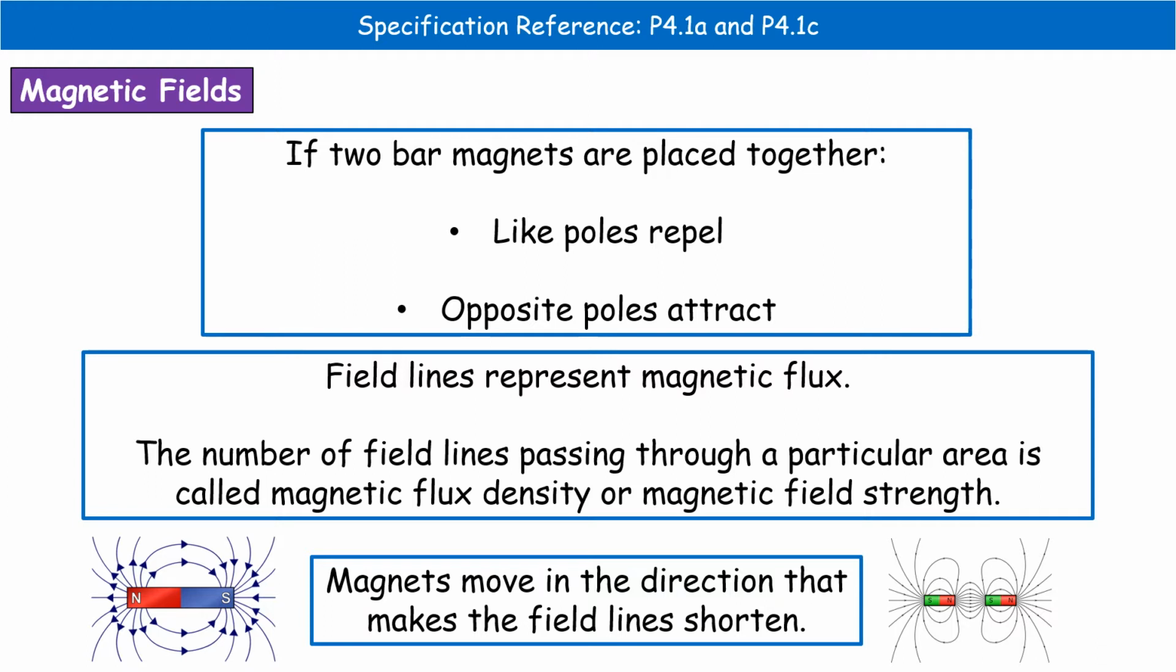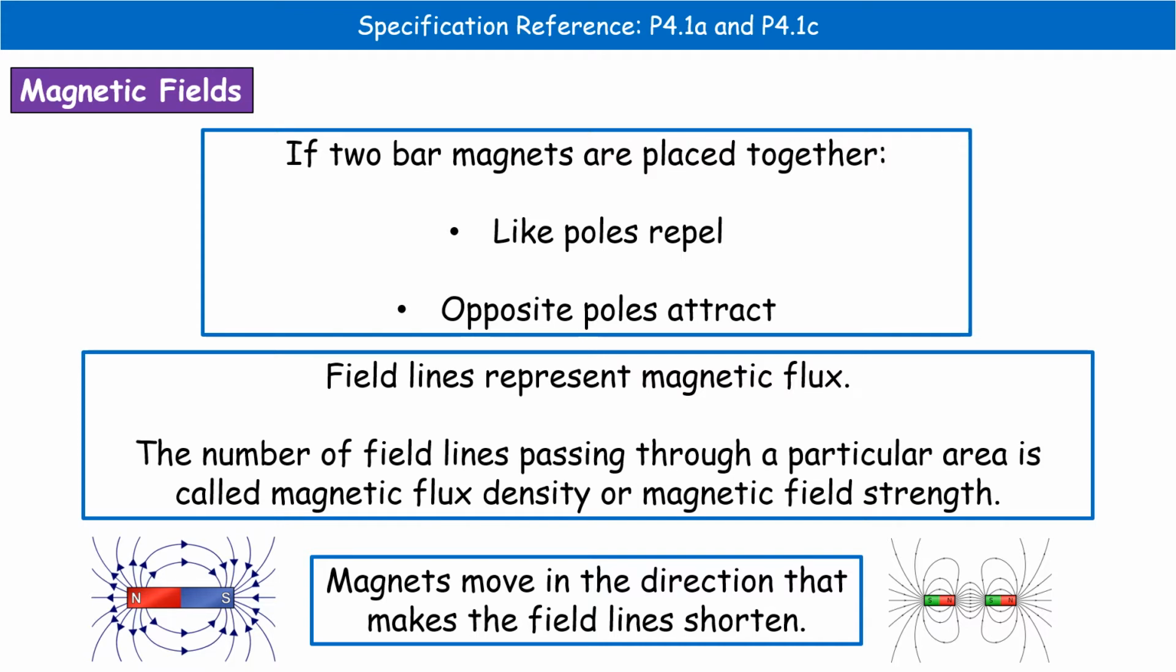Hopefully our first little section here, we remember all the way down from Key Stage 3 or even primary school, that if we've got two bar magnets and we place them together, if the poles are the same, so like poles, north, north, south, south, then they will repel. Whereas if they are opposite poles, north and south, they will attract. So if you remember nothing else about magnets, remember that first little box there.